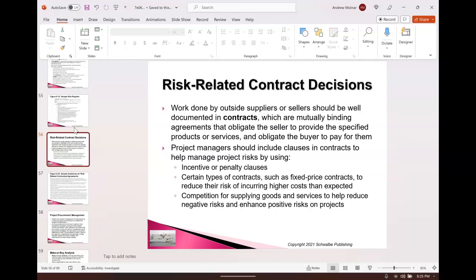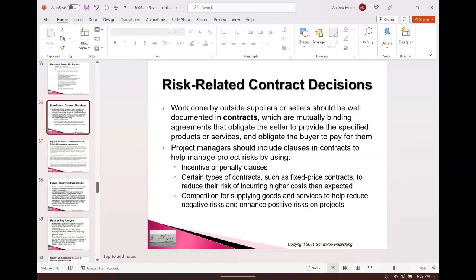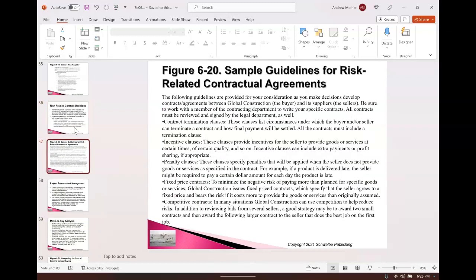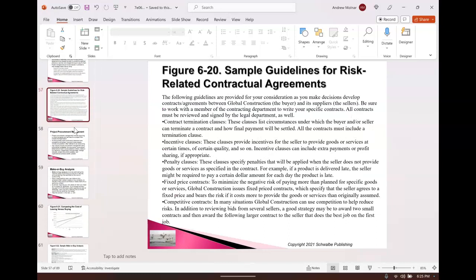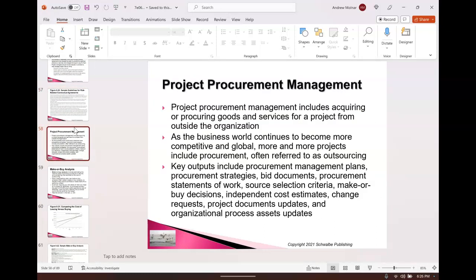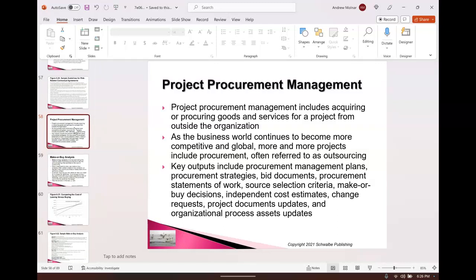So you also have risk-related contract decisions, right? Everything creates a risk. In fact, we've said, and I'll re-emphasize, in a predictive/waterfall project, you are out to avoid, minimize, reduce, or eliminate risks, right? It is risk-driven. It's a very important section. And so contracts also create a risk because you lose some control. And so that leads us to procurement management, or another way of saying it is contract management, right? You aren't in charge anymore of the contract.